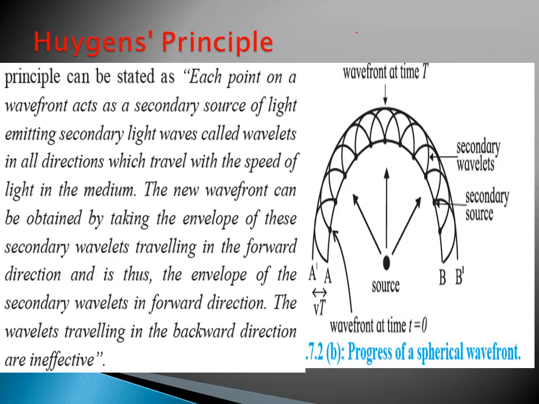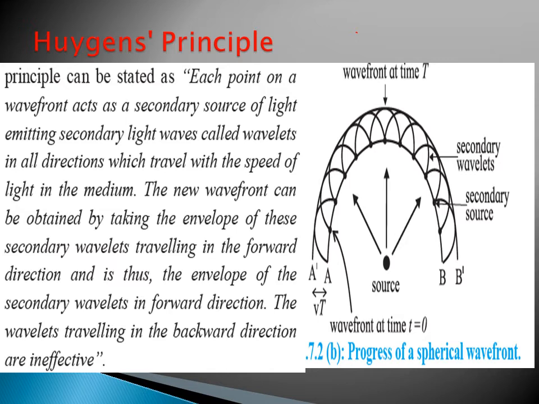Look at here, this is the source of light. Consider this is the primary source of light, and this primary source of light emits the primary wavefront. AB is the primary wavefront at time t equal to 0. Then each point on a primary wavefront acts as a secondary source of light. That means all these points act as the secondary source of light.